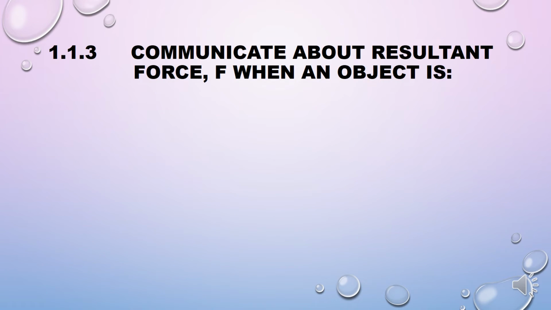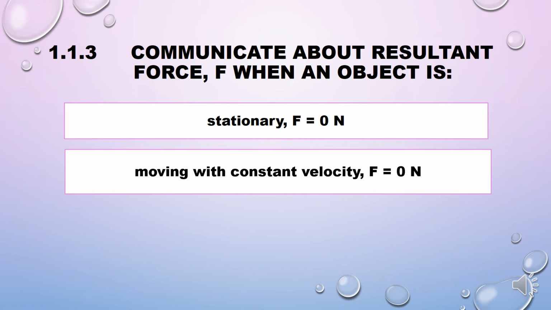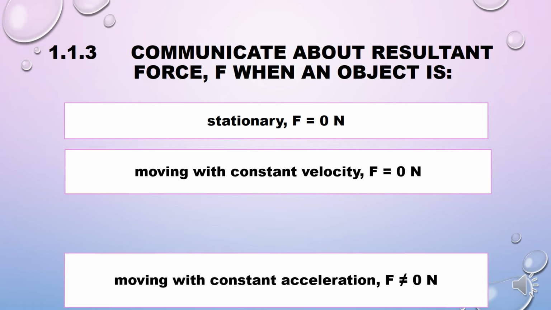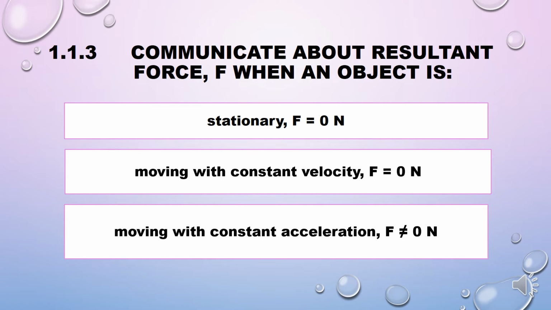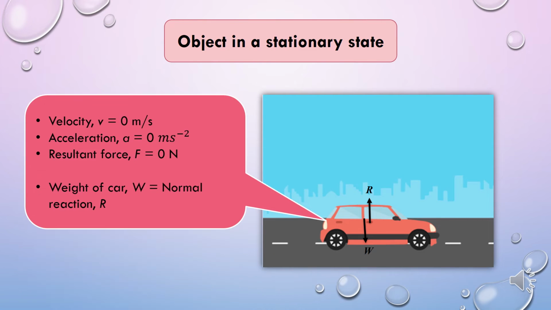Okay student, are you ready? Let's proceed to the next lesson, 1.1.3, resultant force when the object is stationary, when the object is moving at constant velocity, and when the object is moving with constant acceleration. As we can see here, when the car is in its stationary state, the velocity, the acceleration and the resultant force are zero, and the weight of the car is equal to the normal reaction R.